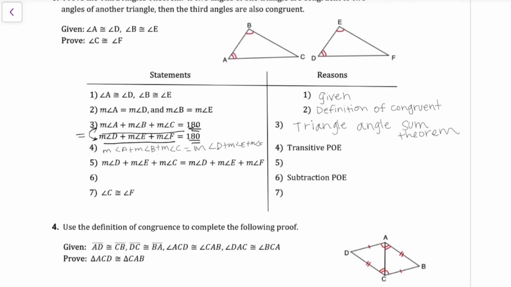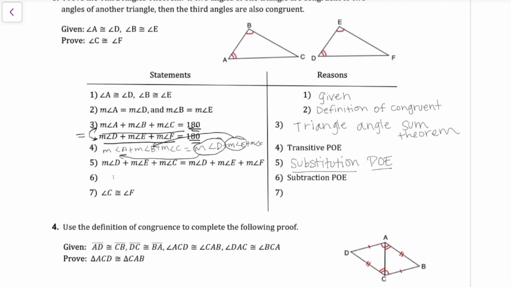The next line says D, E, and C, and D, E, and F. We have to look and see what they are doing. Well, we know that D is equal to the measure of angle A, and the measure of angle E is congruent or is equal to the measure of angle B. So we can substitute those angles in for each other. So A became D and E became E, and we know that because they are congruent.